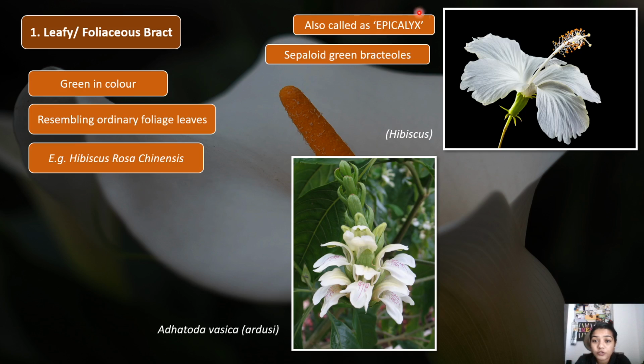But these can also be called as apicalyx because these are present below the calyx, and these are sepaloid green bracteoles. These are also referred to as involucre. So शू फ्लावर का जो ब्रैक्ट है जिसको हम foliaceous ब्रैक्ट बोल रहे हैं, these can also be called as involucre bract. Now involucre bract is a separate type of bract that we are going to understand soon, right?